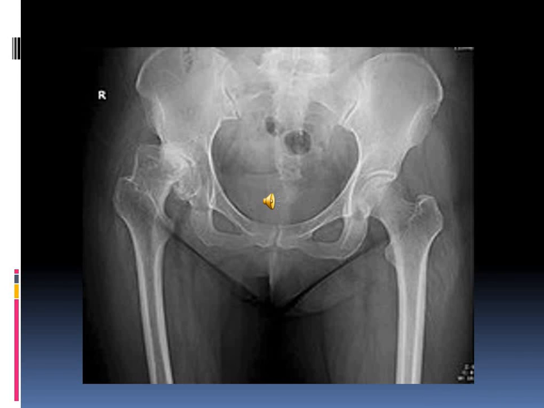This is a plain X-ray of both hip joints in an adult. You can see a long-standing right-sided DDH with false articulation. The abnormal articulation is seen between the head of the femur and the area just superior to the acetabulum. So this is another, advanced DDH.